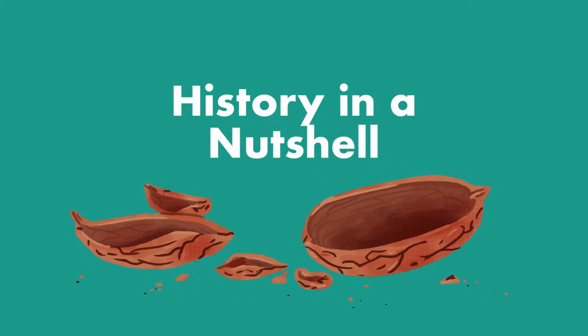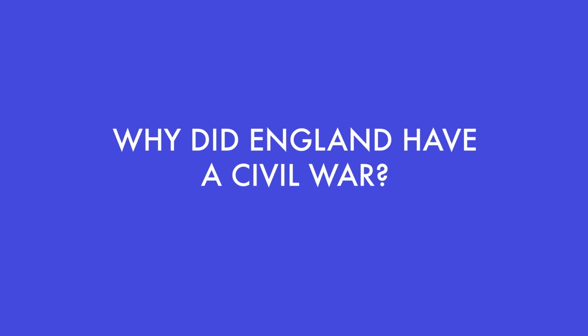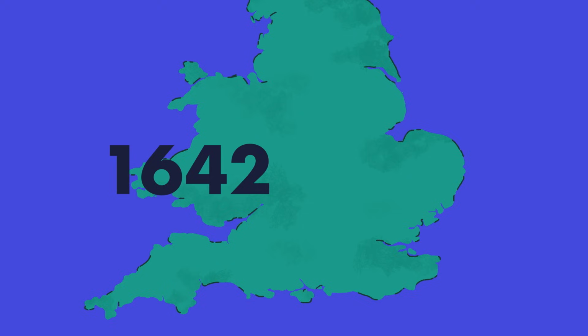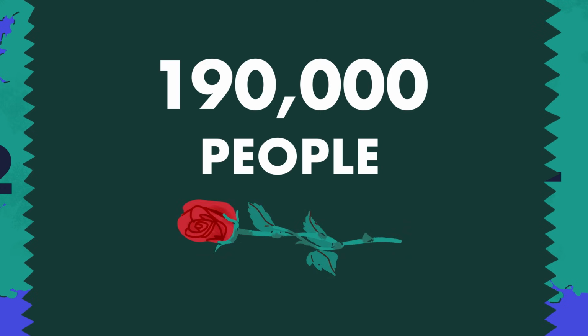History in a nutshell. Why did England have a civil war? Between 1642 and 1651, England was torn apart by a bunch of wars between Parliament and Royalists that resulted in the deaths of roughly 190,000 people, including the King of England, Charles I. But why did the conflict kick off in the first place?